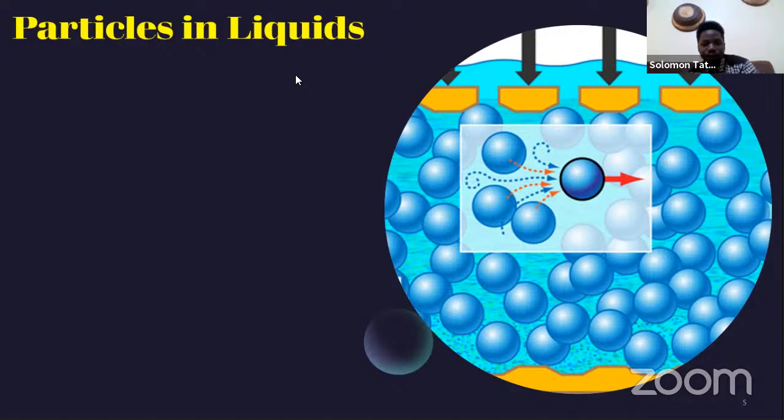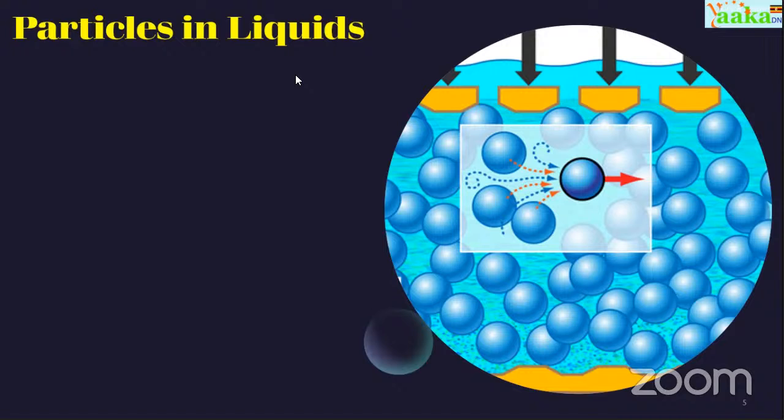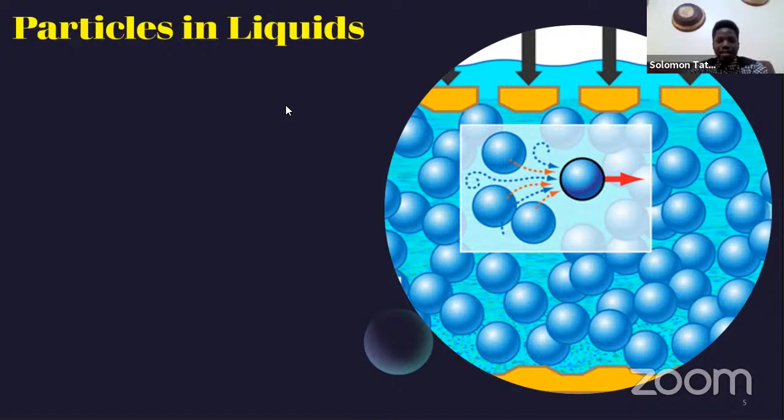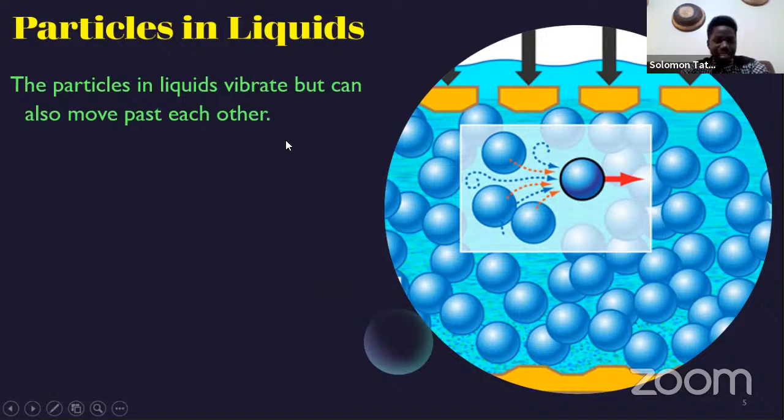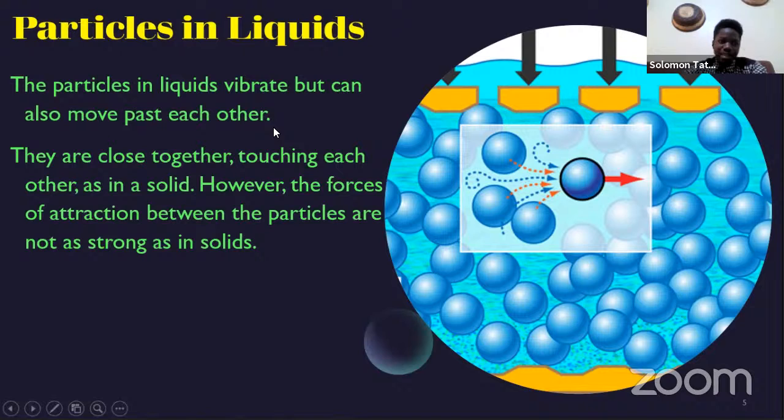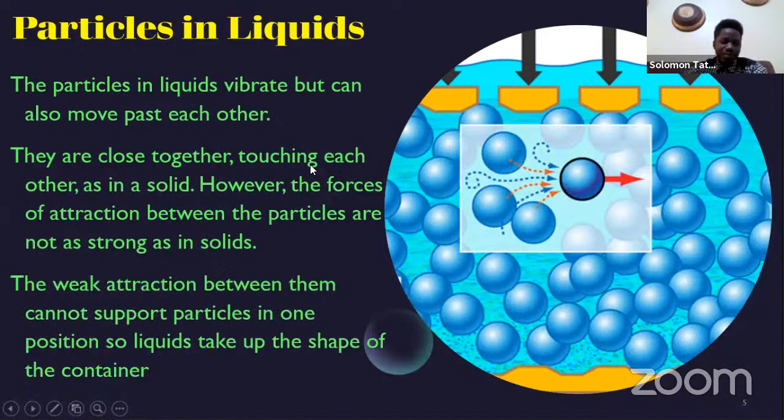Kyle? Yes, Laura already said what I wanted to say. Okay, yeah, that's true. They're arranged in that way. They can also move over one another, things like that. So they vibrate, but can also move past each other. And then they are close and touching each other as in solids. However, the forces of attraction between particles are not as strong as in solids. They have weaker attraction between them, which cannot hold particles in a position, so liquids take up the shape of the container in which they are put.